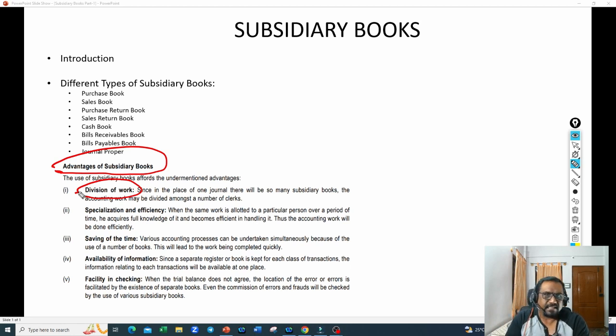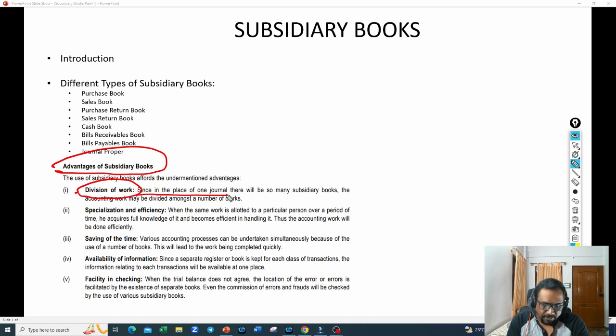The reason is that as soon as the division of work is given, your work will go very fast. Am I right or wrong? See, if you give me purchase book alone, I'll maintain only purchase related transactions in that, right? If I have only sales book, I'll record only sales related transactions in that. So as soon as the division of work is done, your work will be very fast.